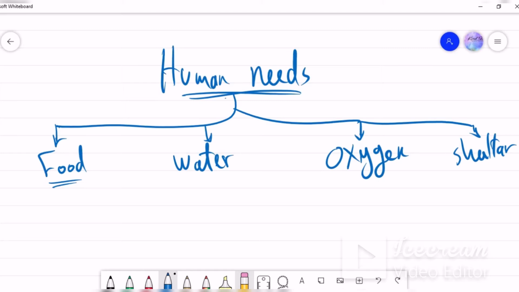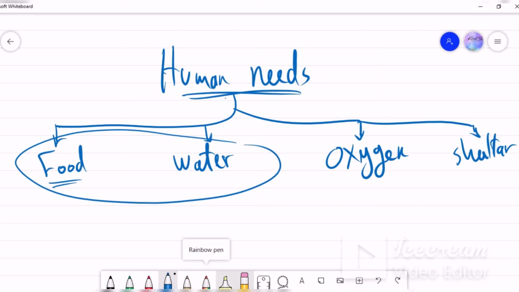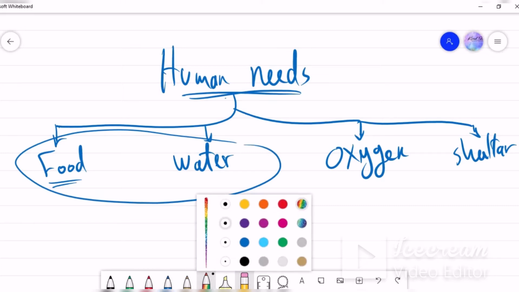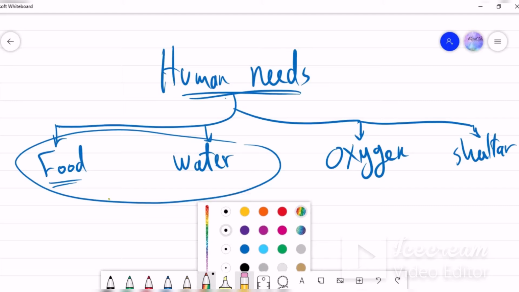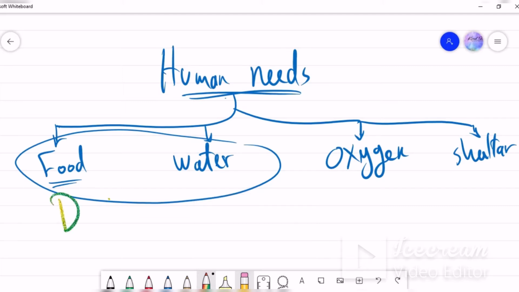If we look at the food and water, we can get the food and water by using the digestive system. We will use the system to get food and water, to digest food, to get the nutrients from food, to break down the food and get all the nutrients from the food. Let's take a look at the digestive system to make a very simple explanation or division of it.